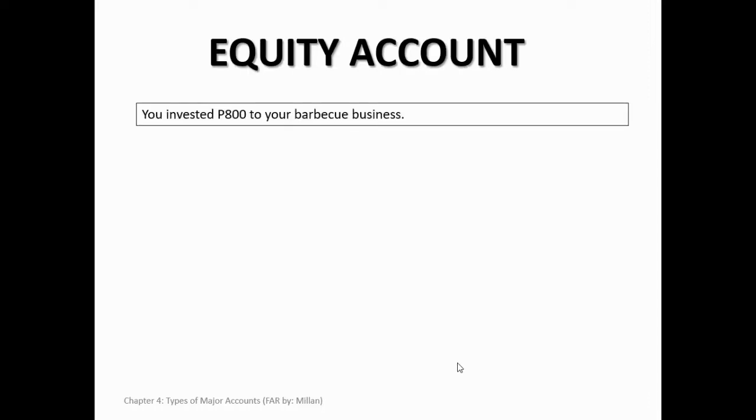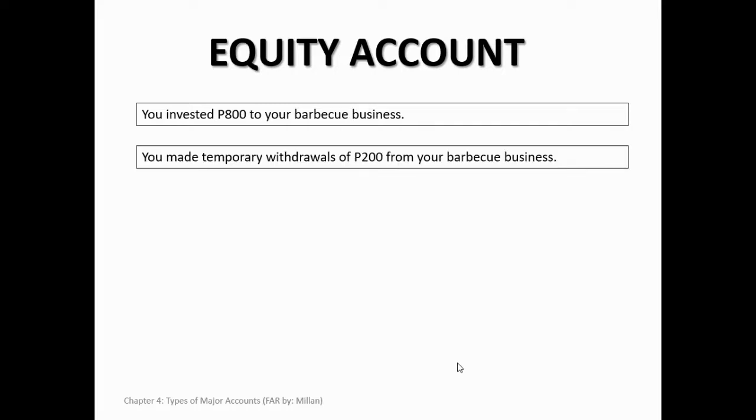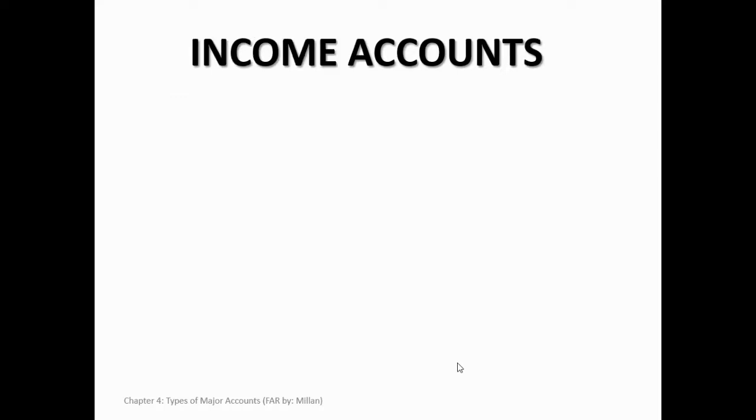Next is the equity account. You invested 800 to your barbecue business. So of course, it will be recorded in the owner's capital account. You made temporary withdrawals of 200 from your barbecue business. So the 200 withdrawals are recorded in the owner's drawings account.